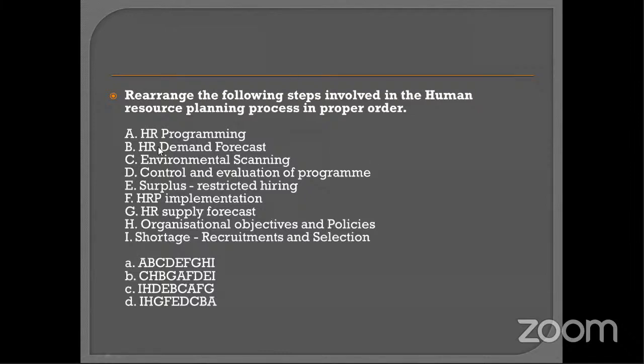B will be like they first go ahead with environmental scanning. What number of employees are required? What could be the source from where they get the candidates? So the first step will be the scanning. Then they go ahead with the objectives and policies of the company, the mission and vision of the company to be achieved in the future. Then later, all the steps will be followed.